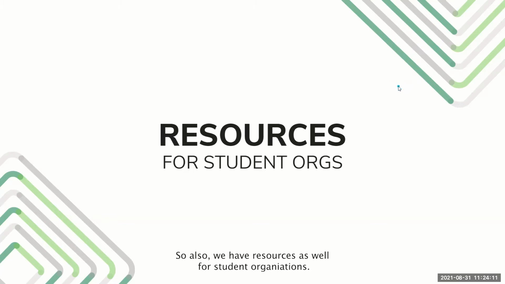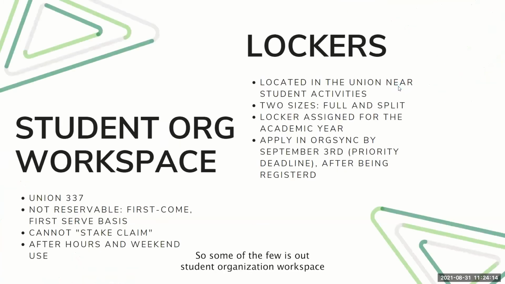So also we have resources for student organizations. Some of the few is our student organization workspace, which is in room technically Union 337, so third floor. It's not a reservable space by any means, but it's first come, first served. You cannot stake a claim, but they are available sometimes for after hours and weekends once you check online. And this provides a space for a lot of our organizations to get together and chat, or members to hang out. So it's a fun space for people to meet up.